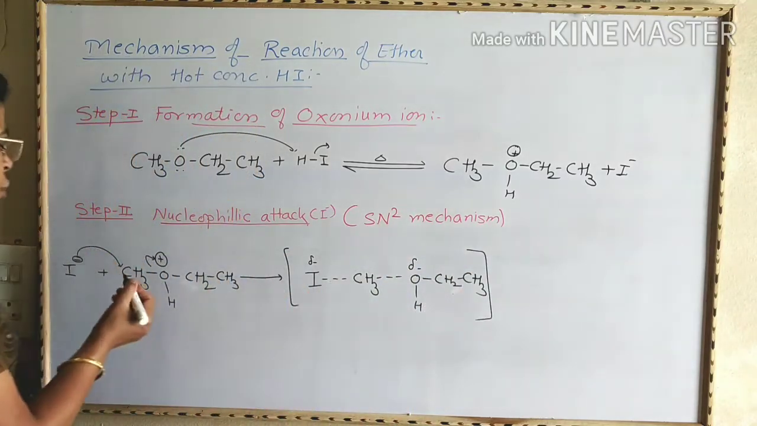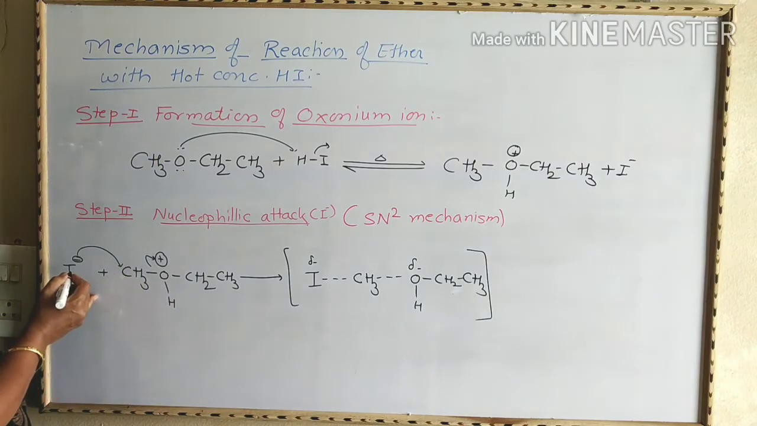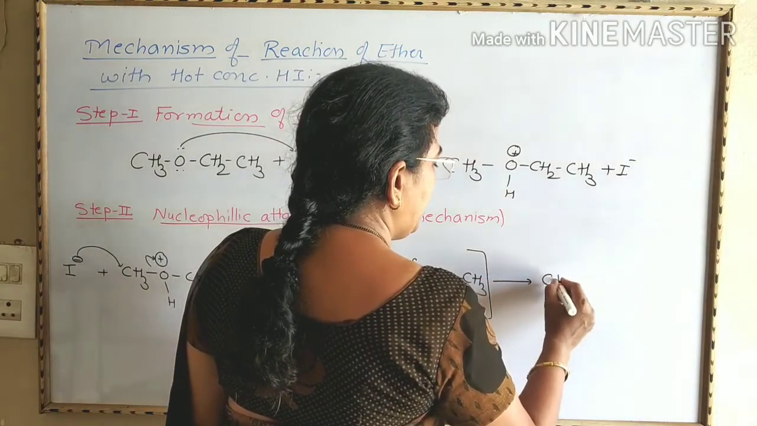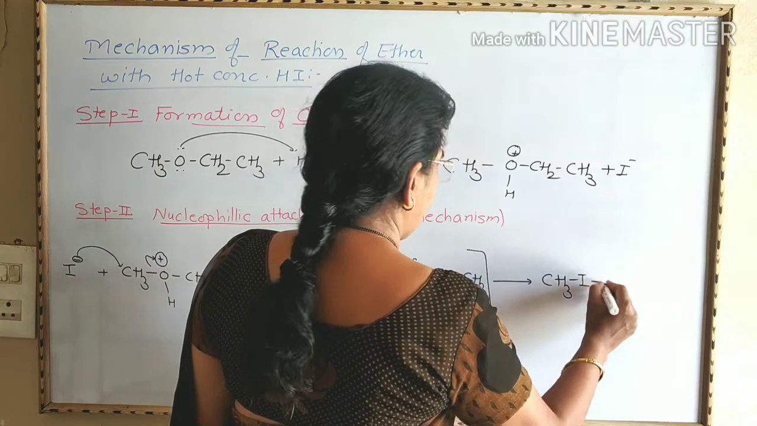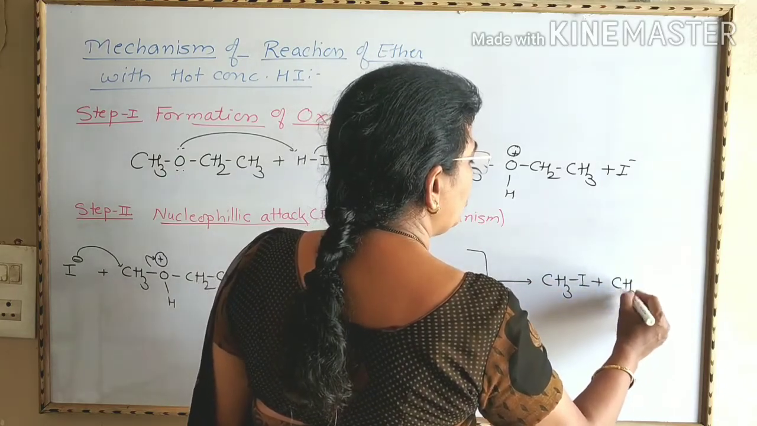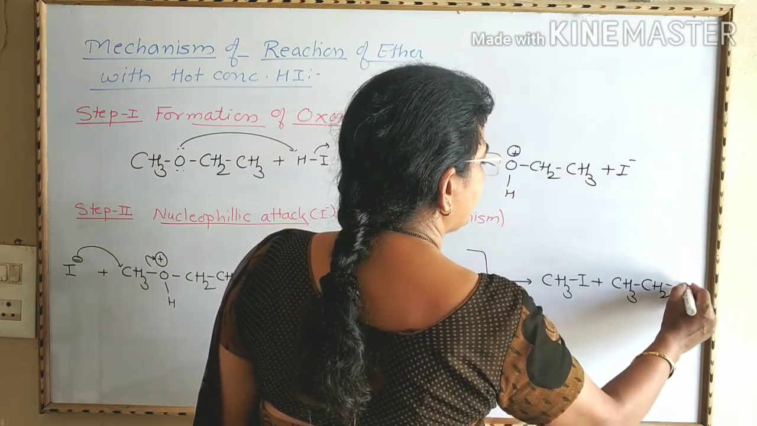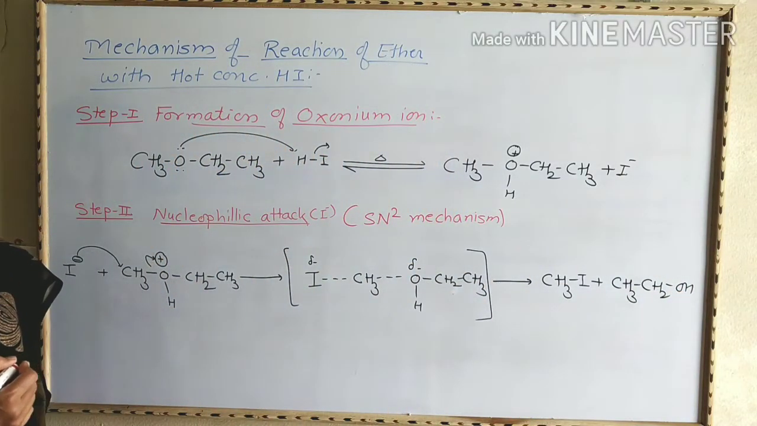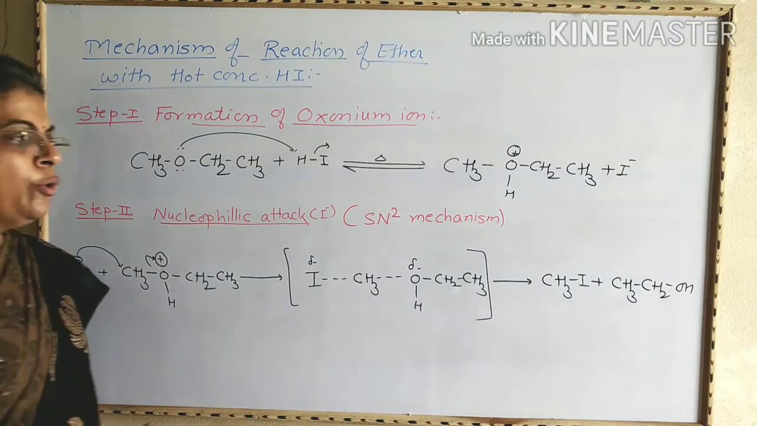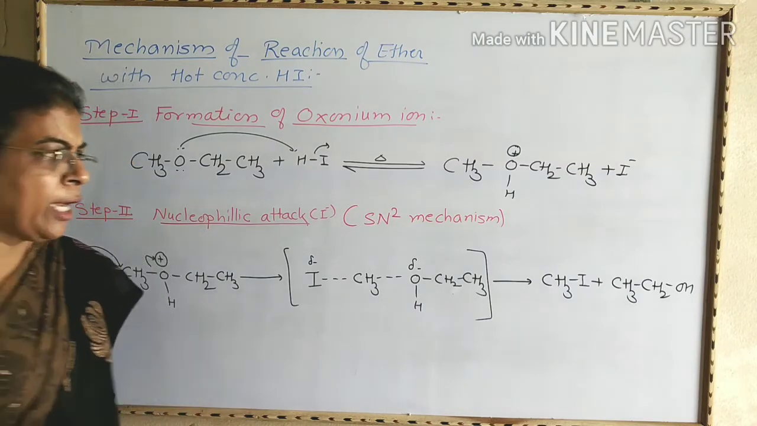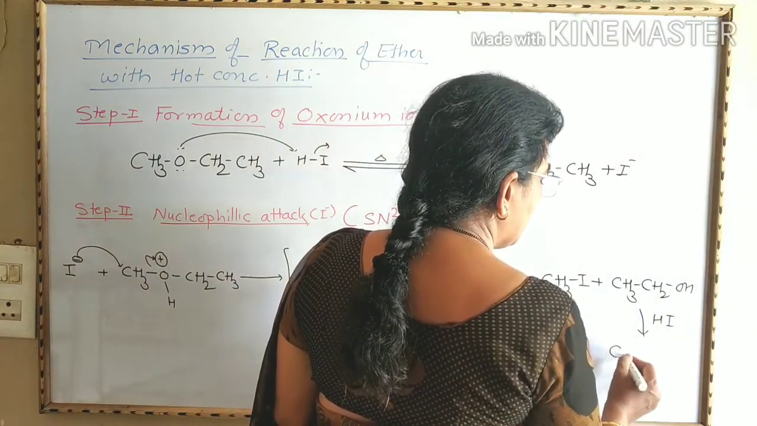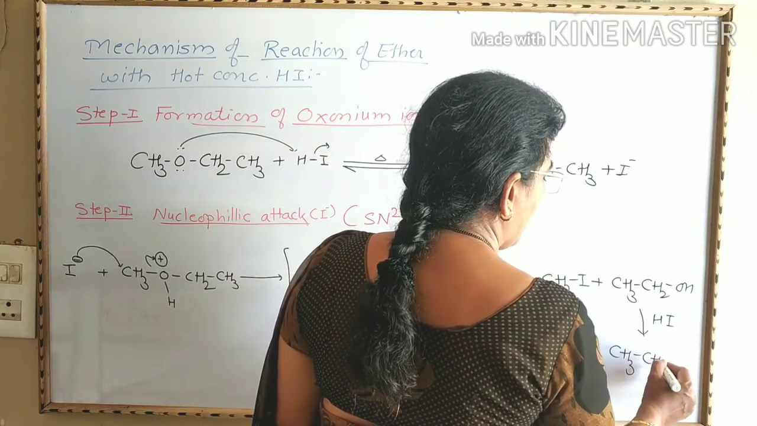That is, here formation of the C-I bond takes place and simultaneously breaking of the C-O bond also occurs. And then it is finally converted into CH3I plus CH3CH2OH. That is, methyl iodide is formed and ethanol is formed. Now due to presence of excess hot HI, this ethyl alcohol is converted into CH3CH2I.